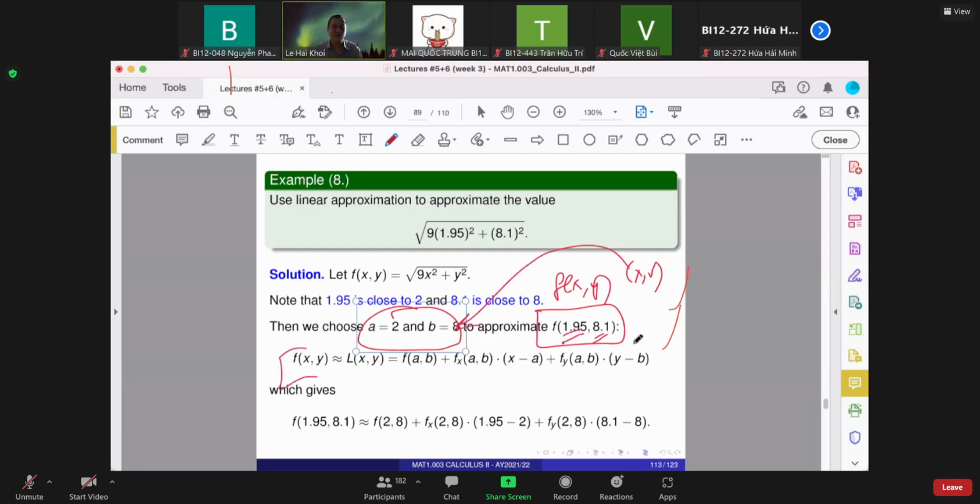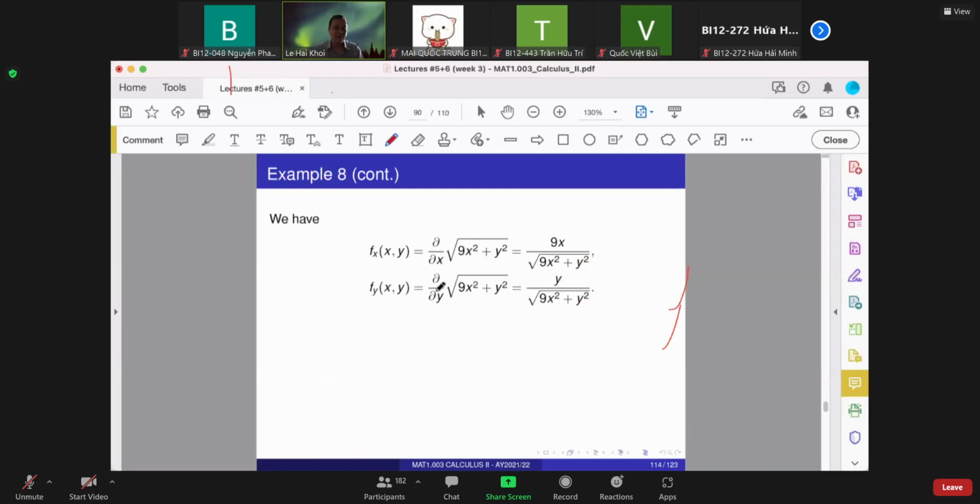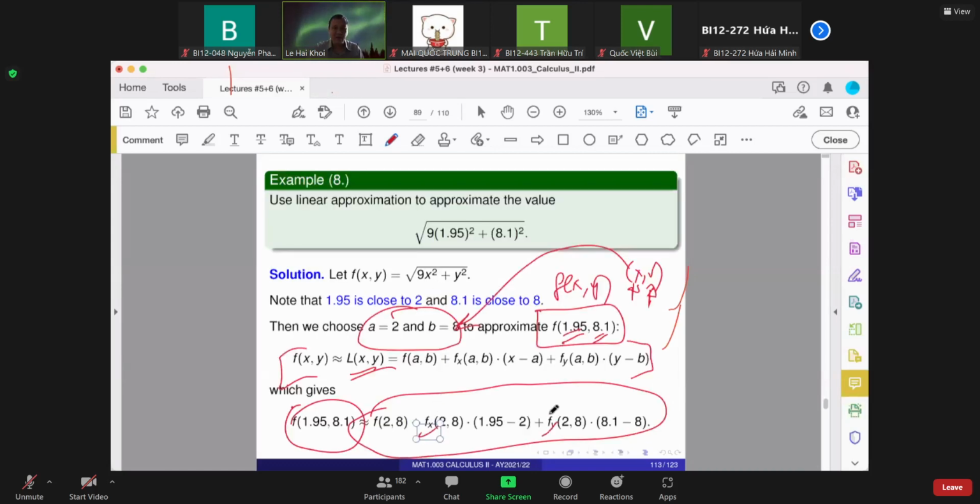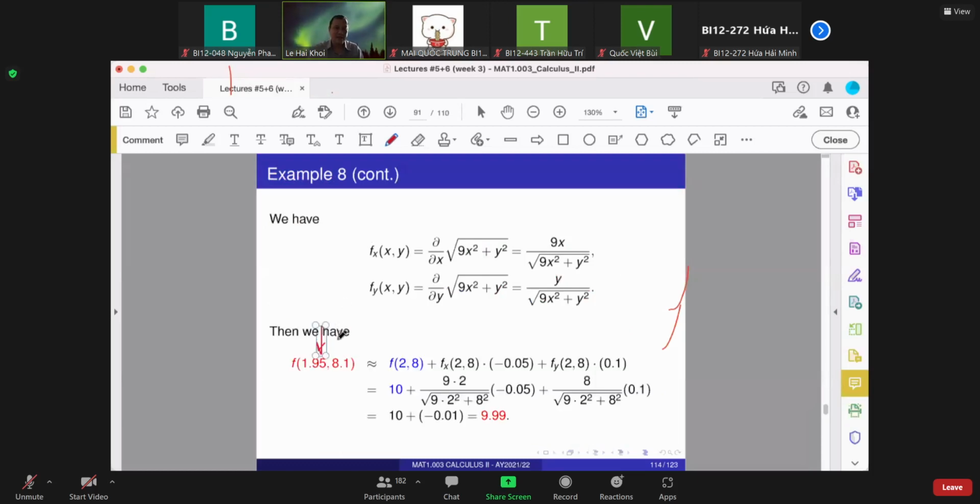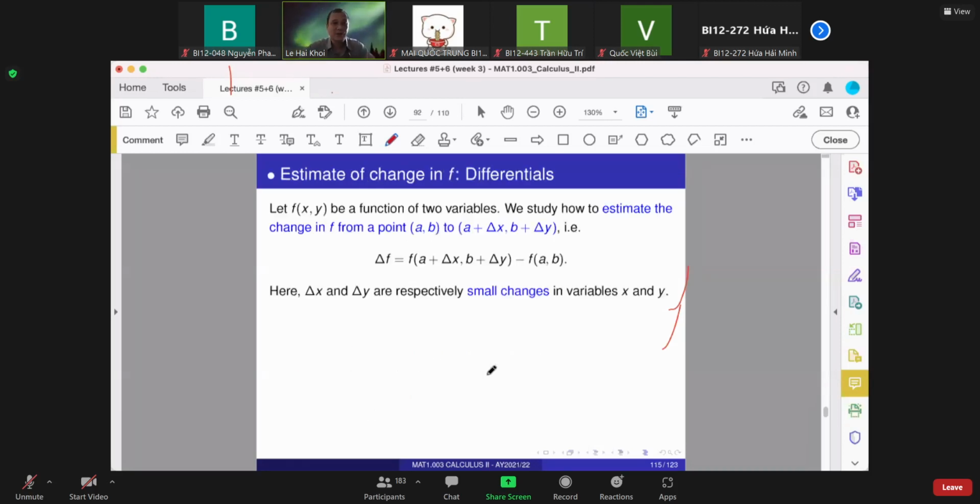Then we have the formula we already have. f(x, y) here is almost the same as L(x, y). And substitute x equal to 1.95, y equal to 8.1. You get this value, almost the same as that one, which is computed, because here you have partial derivatives, right? You computed it and you substitute this x and y, you get the answer 9.99. So this is almost the same as the exact value, with a small error of estimation. Okay, such are the things we should pay attention to.